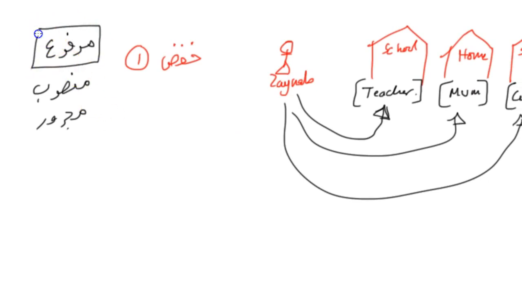So there's a marfu state, there's a mansoob state, and there's a majroor state. Another word for majroor state is khafd. Makhfood, khafd. Just bear that in mind, and as you go through, this is going to become more and more clear. Like I said before, this is the first lesson, so it might be a little overwhelming for some of you, but don't worry, just keep trying. So khafd, in other words, if a word appears in the khafd state, majroor state, that's a sign that it's a noun, because verbs and particles never occur in the majroor state.